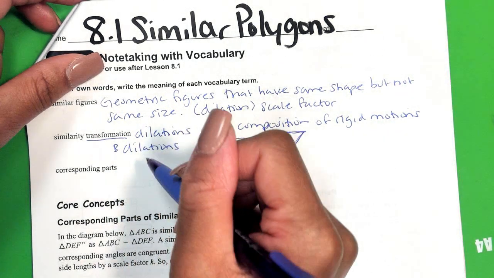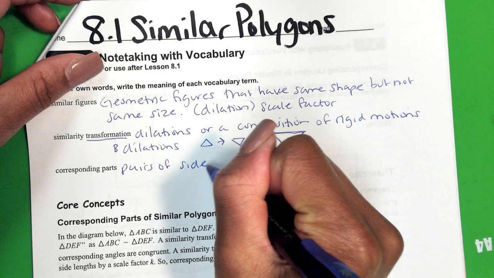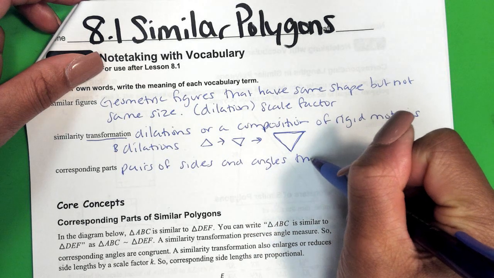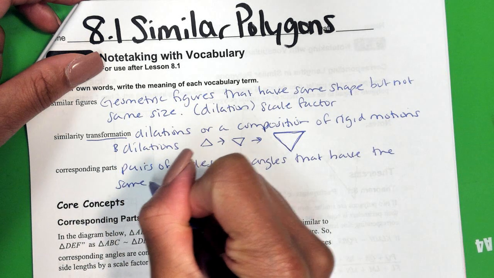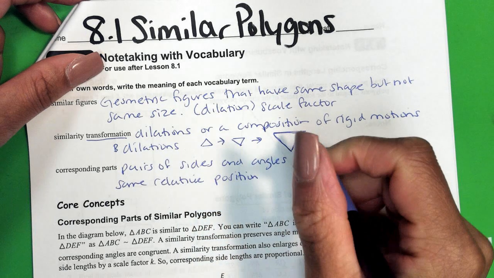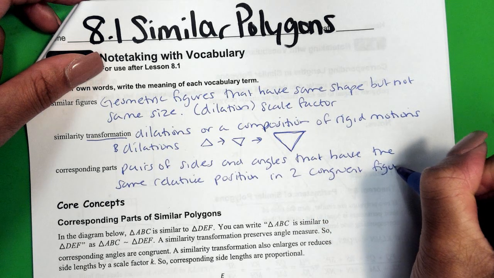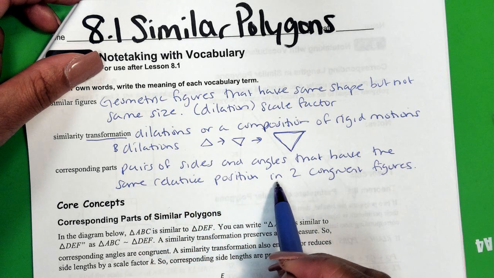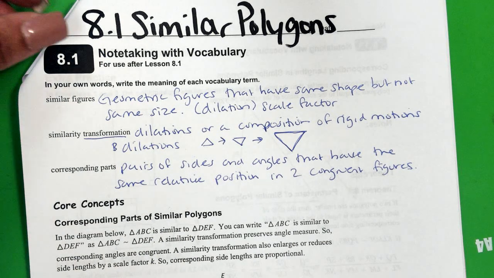Okay? And then we'll talk about corresponding parts, and that is pairs of sides and angles that have the same relative position in two congruent figures. Okay, so pairs of sides and angles that have the same relative position in two congruent figures. So we kind of covered that one before, but we're going to go down to our core concepts.